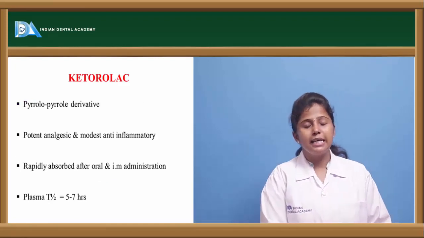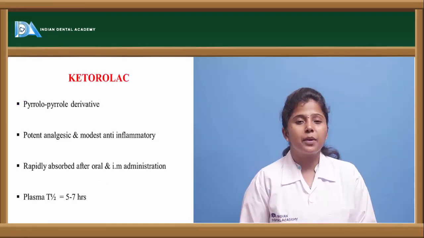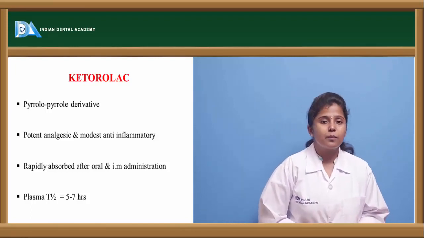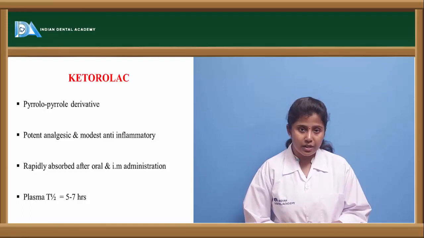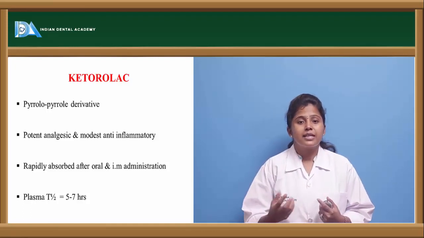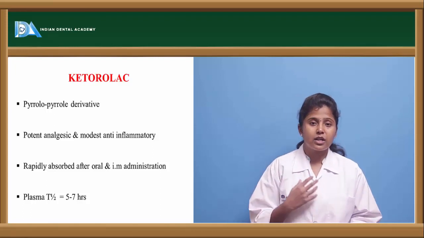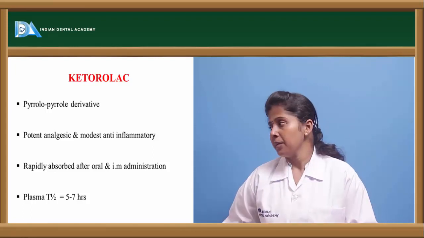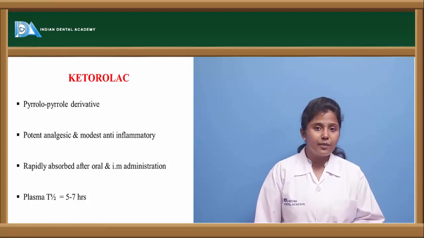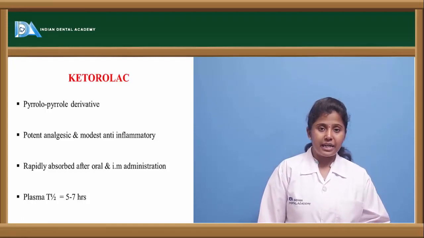The other one is Ketorolac. So Ketorolac is a pyrrolopyrrole acid derivative. So this is a pyrrolopyrrole. Pyrrole is a 5-membered ring structure. So it contains 2 pyrrole rings. Thereby it is forming the structure for the analgesic action. And it is a potent analgesic. So when compared to its anti-inflammatory action, it is a better analgesic.